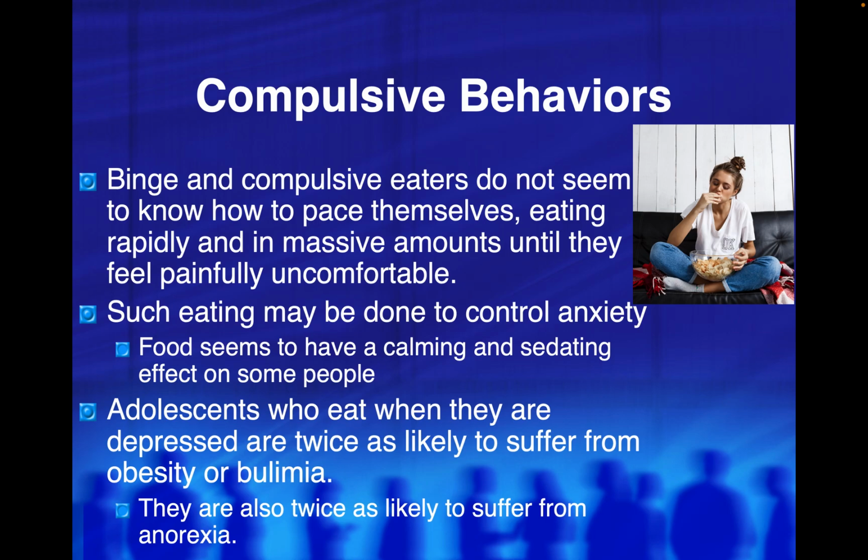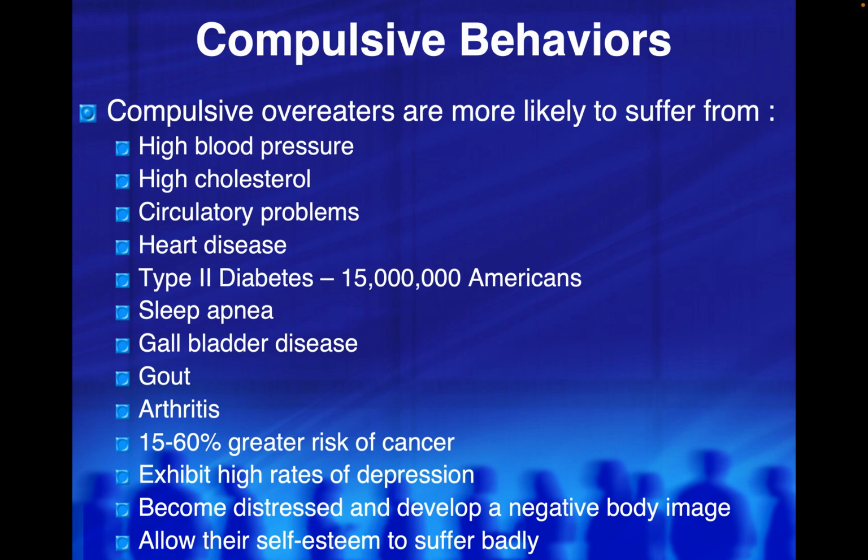They are also twice as likely to suffer from anorexia. Compulsive overeaters are more likely to suffer from high blood pressure, high cholesterol, circulatory problems, heart disease, type 2 diabetes (15 million Americans have type 2 diabetes), sleep apnea, gallbladder disease, gout, arthritis, a 15 to 60% greater risk of cancer. They exhibit high rates of depression, become distressed, and develop a negative body image, allowing their self-esteem to suffer badly.